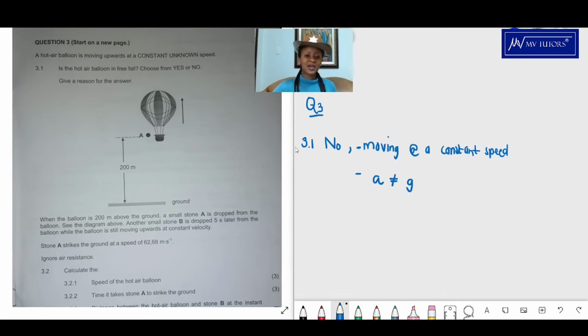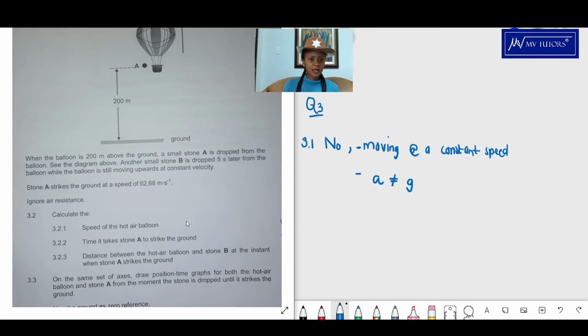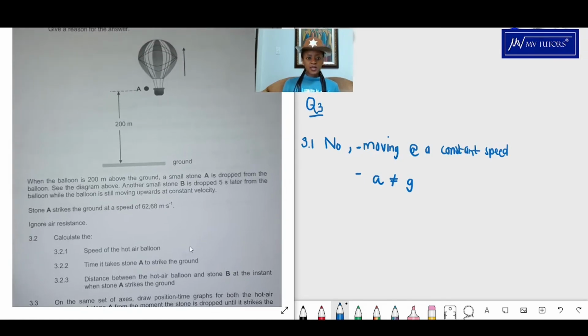Okay, now let us see what we have here. So now it says when the balloon is 200 meters above the ground, a small stone is dropped from the balloon. So if it is dropped, we know that the initial velocity is 0 because it is dropped. But in this scenario, things are a little bit different.